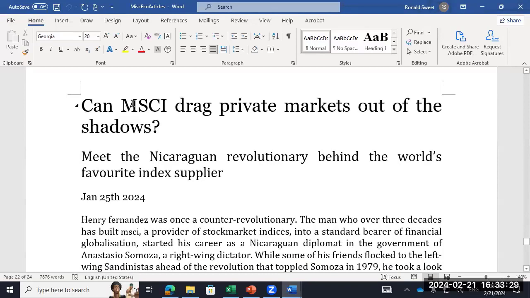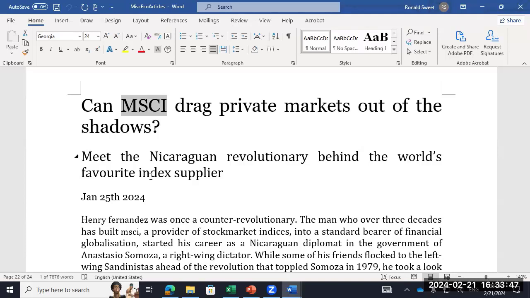So anybody know who MSCI is? The MS is Morgan Stanley, CI is Capital Indices. This used to be Morgan Stanley, and they spun it off. It's their capital indices. How do you make money from capital indices?